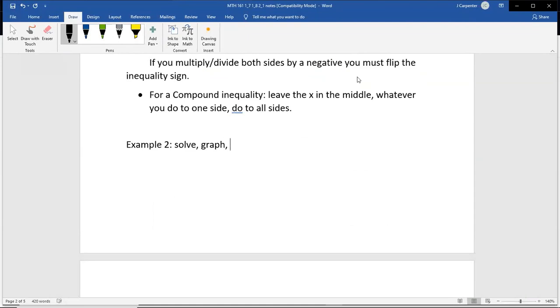Solve, graph, and put in interval notation. Abbreviating there. Solve, graph, and put in interval notation. So I want all 3 types of solutions. I may only ask you for the interval notation. You may only be asked for the graph, but I want us to get used to doing all of them. A, we're going to have 3x plus 5 is greater than or equal to 8x plus 40.